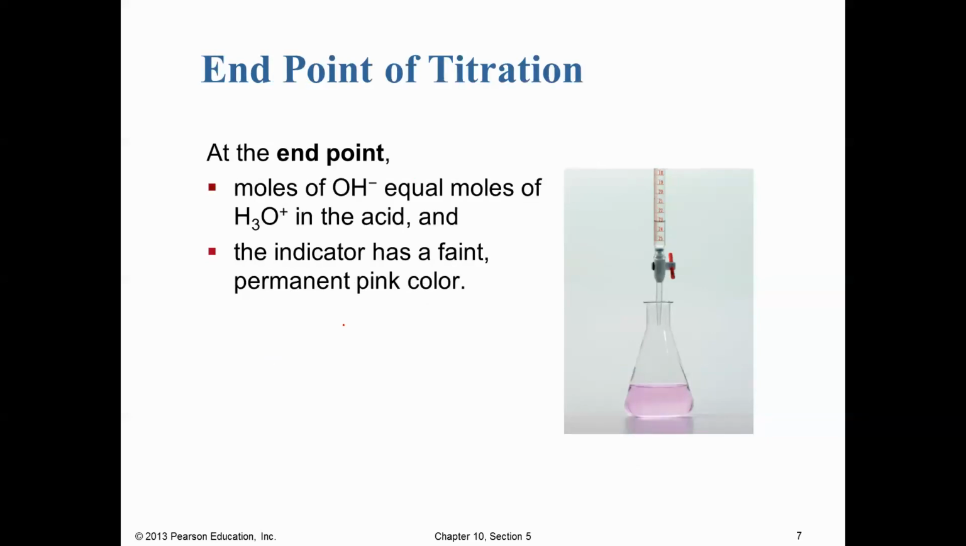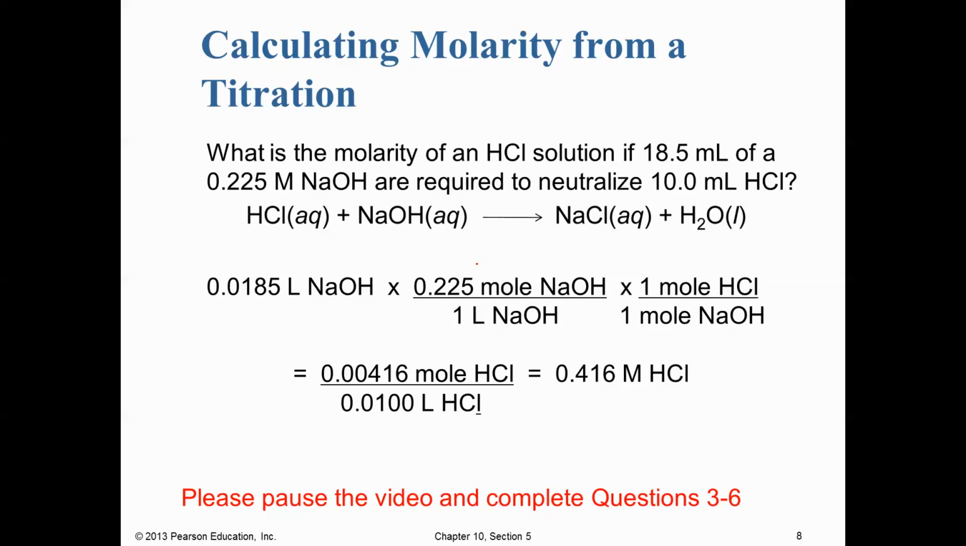Eventually, if we keep adding base, we reach a point where a faint pink or faint purple color stays indefinitely and spreads throughout the solution. Our goal in a titration experiment is to figure out, to the exact drop, how much base is required to get the solution to change color. Once we have that data, we can do some stoichiometry calculations. Here's the type of problem you might see. These calculations might be quite helpful in preparing your lab report for the titration lab, if you haven't done it already.